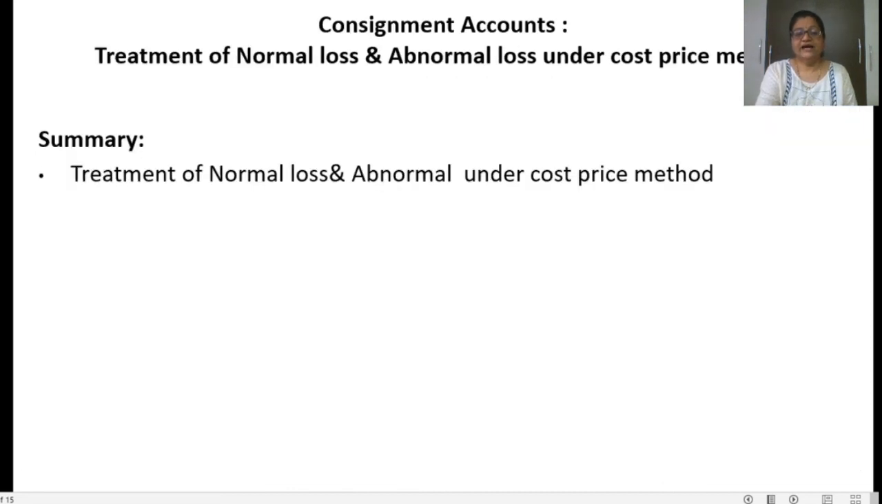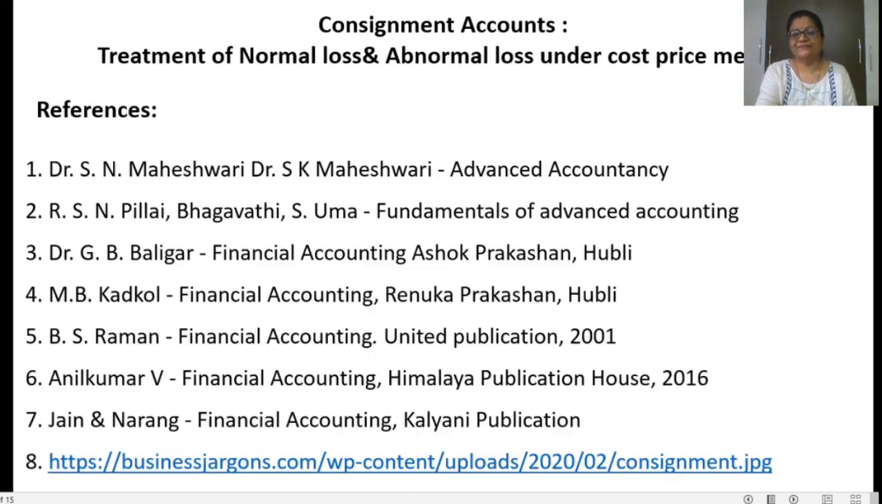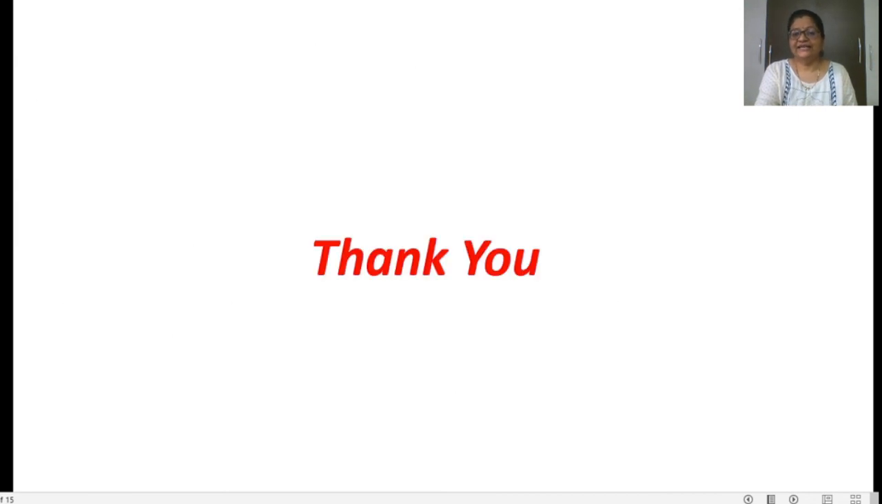Okay students, I think this is very easy to understand. Here in this problem we have learned how to treat the normal loss and how to make the calculation of abnormal loss and closing stock when both normal loss and abnormal loss are given in the same problem under the cost price method. We'll see you in the next class with new problems. Till then, take care. Thank you.